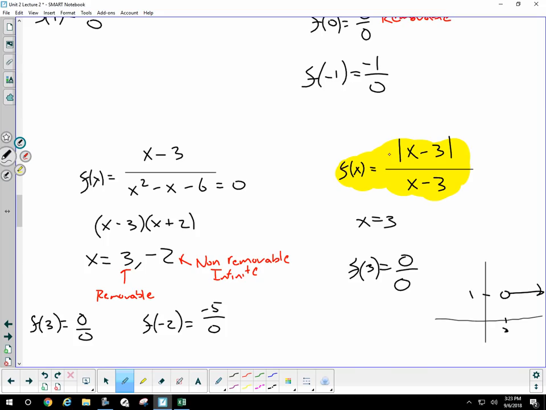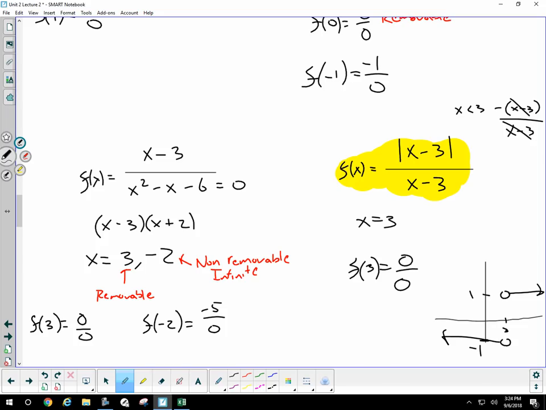And when x is less than 3, you take the opposite of whatever you have in the numerator, x minus 3. If x is less than 3, like 2 minus 3 is -1, the absolute value turns that -1 into a positive 1. So I actually take the opposite of this x minus 3 when x is less than 3, divide that by x minus 3, they cancel, and you get negative 1 to the left of 3.